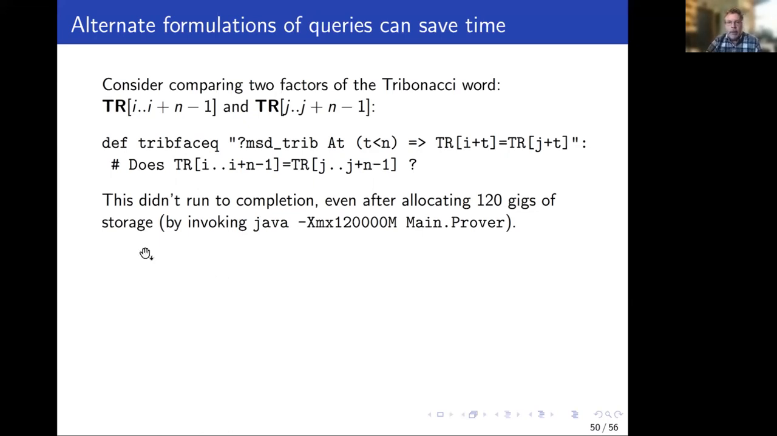So for example, here's a very, very simple logical formula that asserts that the length n factor beginning at position i of the Fibonacci word is the same as the length n factor beginning at position j. And there is a simple way to assert this. And this does not halt. At least I could not get it to halt, even if I allocate 120 gigs of storage. So the magical incantation to do that is this, at least on Linux.